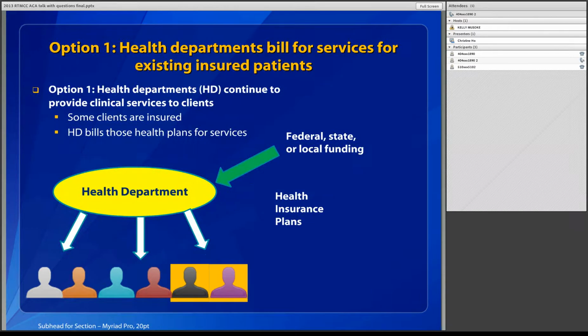Okay, so one option is that the health departments continue to provide clinical services to clients. Some clients are insured, but the health department develops the ability to bill and can bill those health plans for services. And in that way, the patients may want to go to the health department for convenience or other reasons, but the health department will recoup some monies for the services that are rendered.